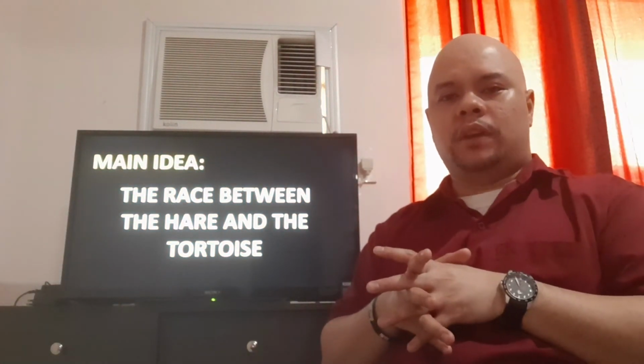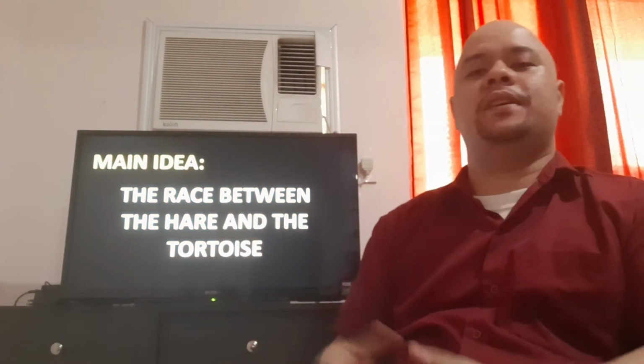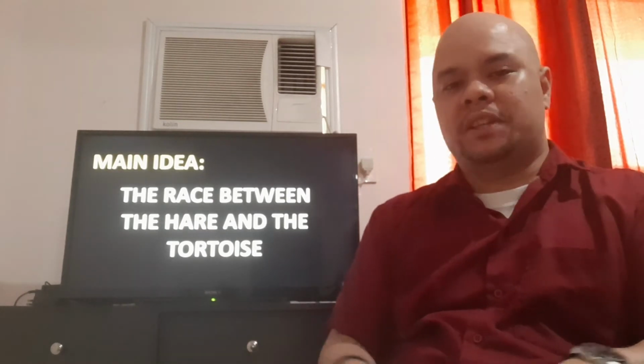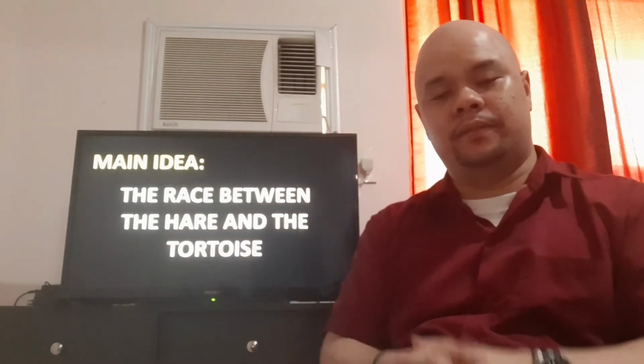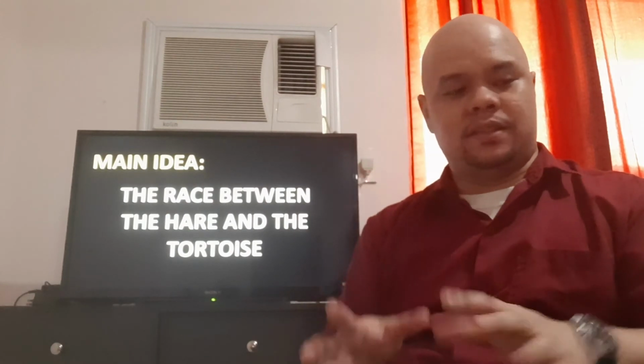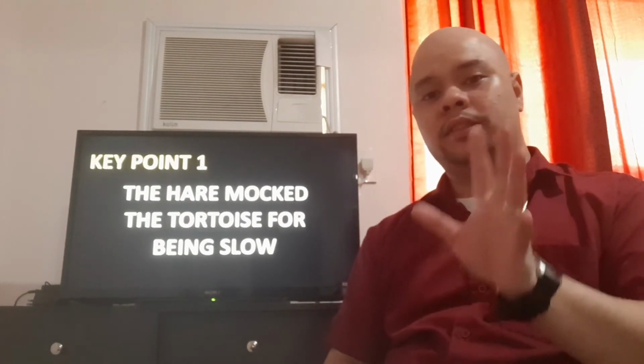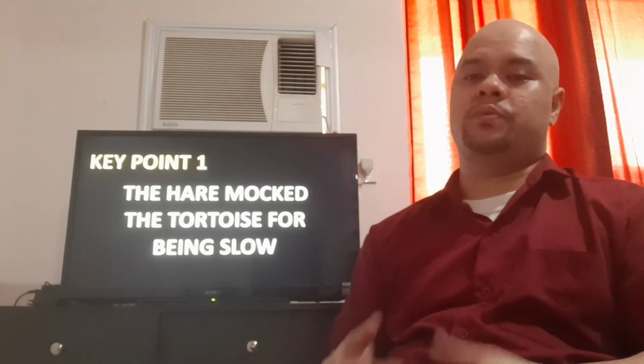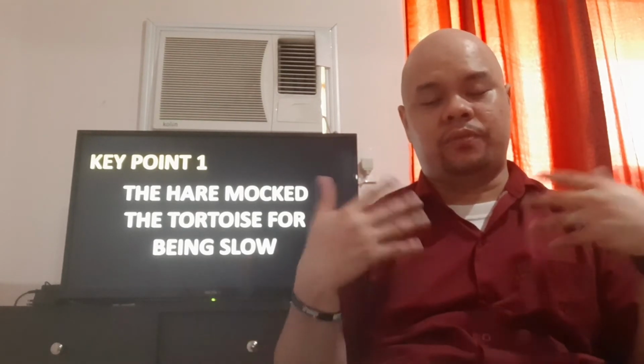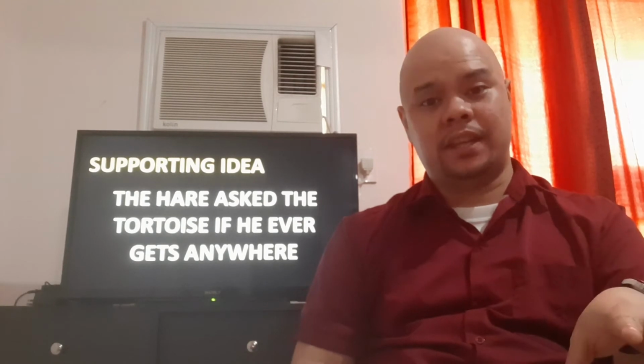The story revolves around the race between the hare and the tortoise. That's basically it. That's the highlight of the story, the race. And the first key point in that story was when the hare mocked the tortoise by focusing on the fact that the tortoise was slow. Okay, and this was supported by the hare asking the tortoise if he ever gets anywhere.